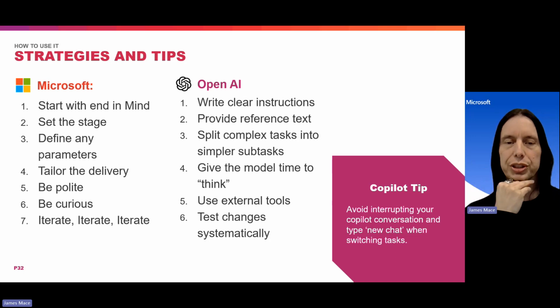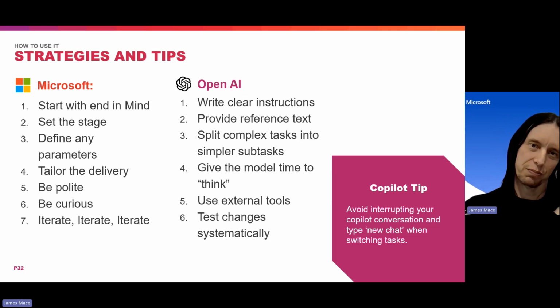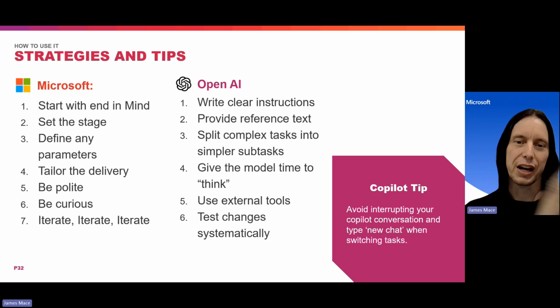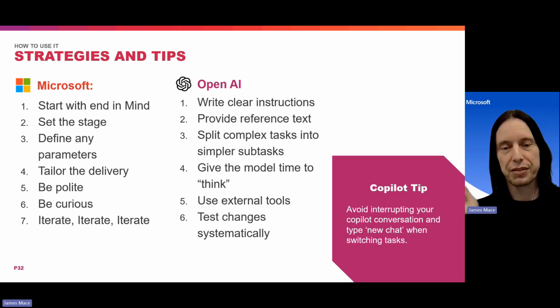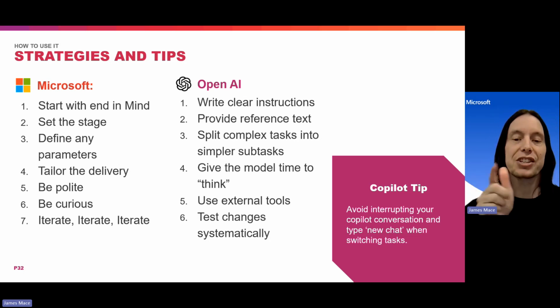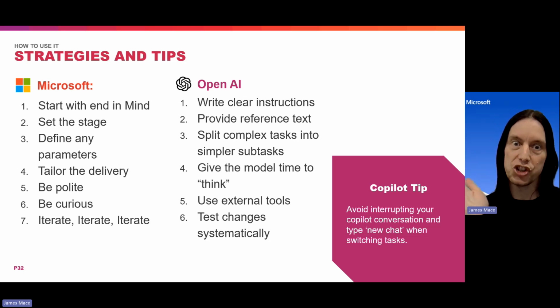Use external tools. Copilot's already connected to your graph data in M365. OpenAI isn't, though maybe the enterprise version is. And test changes systematically, right? So it's all about trying to get a little bit of that engineering into your prompting.